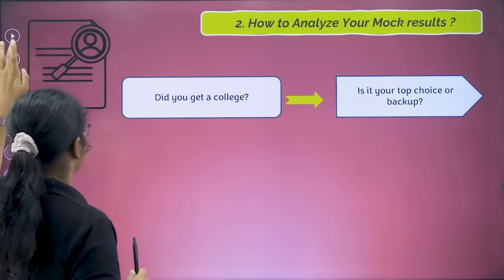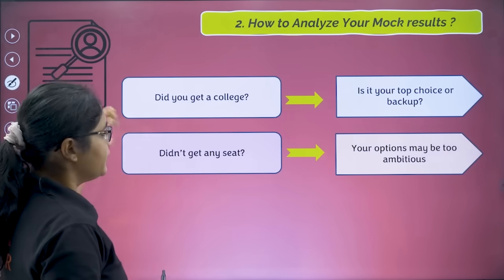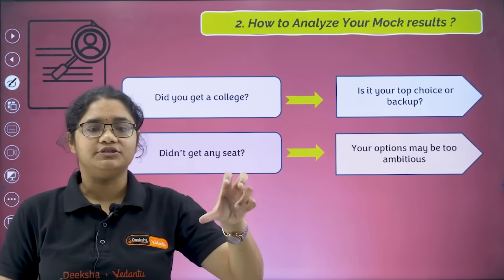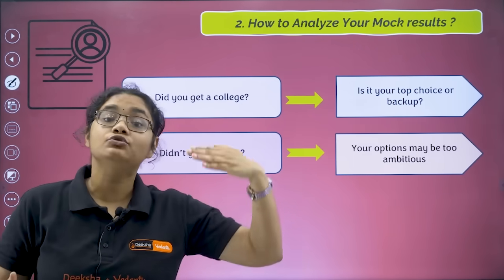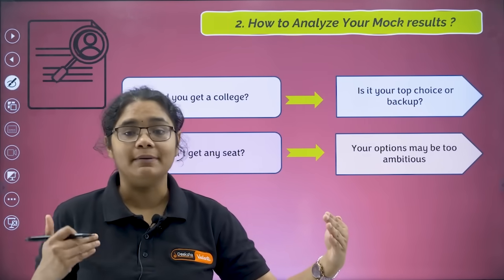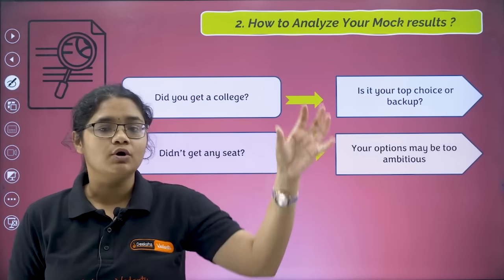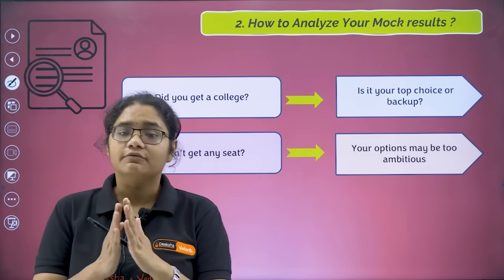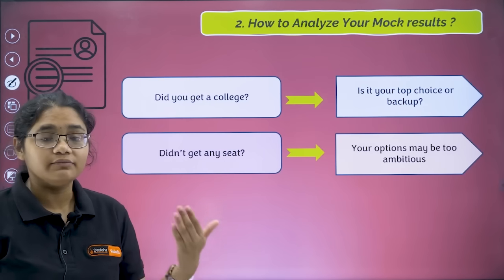Next, if you are not allotted any seat, then your option entry may be too ambitious, meaning you have given colleges where the cutoff is too high compared to your rank. In numbers it is low, but in value it is very high compared to your rank. Suppose your rank is 32,000, and you have given colleges whose cutoff is 500, 600, 700, 4,000, 5,000, which is far away from your rank. So in this case, what do we have to do?